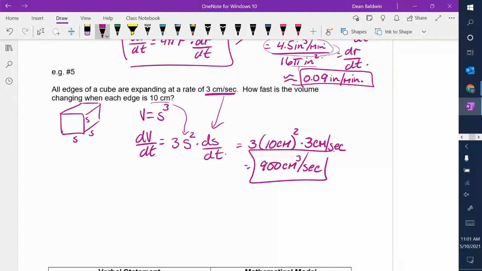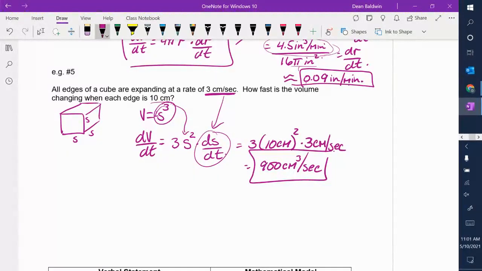All right. So get your formula, derive it with respect to time, plug in your variables, solve for your unknown. That's it for now. Sorry. Because when I'm doing the derivative of this, I drop the 3 down and then take 1 away and then multiply by the inside derivative, which is ds/dt.